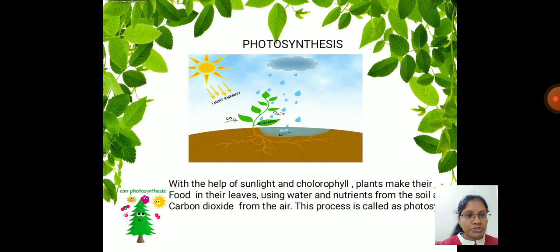Photosynthesis. You can see the picture here. Yes. So the raindrops are coming and it is getting spread all over the earth. So the water is present underground. It is sucked by the roots of the plant. And the energy that is obtained from the sun is what type of energy, students? Light energy. That light energy and the water from the soil, the plants produce food by themselves. So what is the food that the plants produce? Glucose. And they also give oxygen for us.